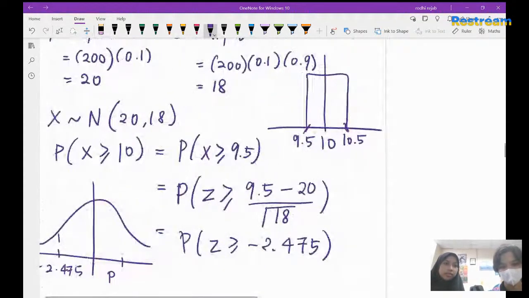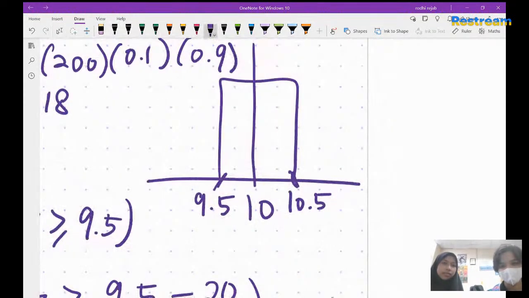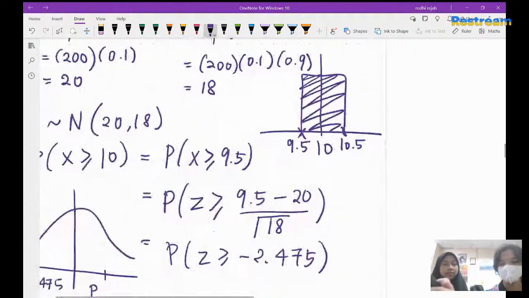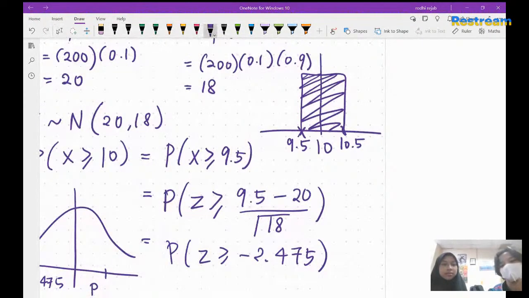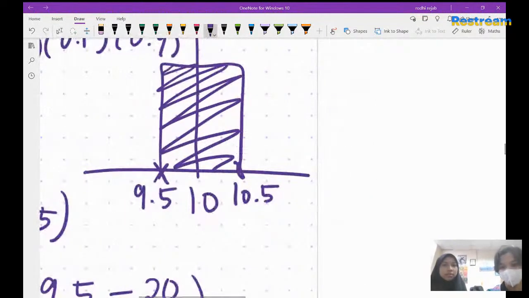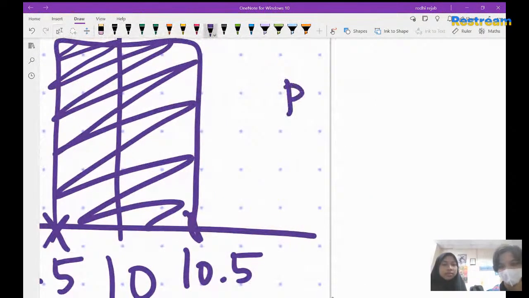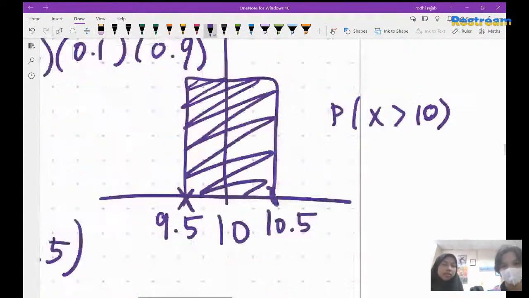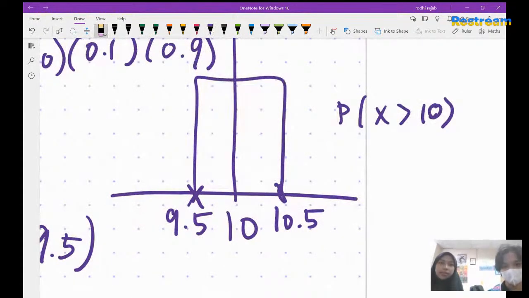So when the question asks X is more than 10, kita kena include the whole bar. So bila include the whole bar, this triangle one, dia sentuh ke tak? Dia sentuh kan? So disebabkan dia sentuh, then kita kena ambil 9.5. This coordinate, contoh A, kalau P negative this P. Isn't that X more than 10? Dia bukan, kita dia tak termasuk 10.